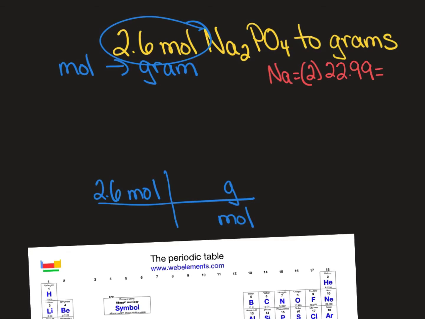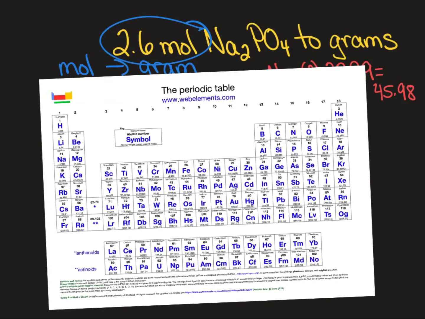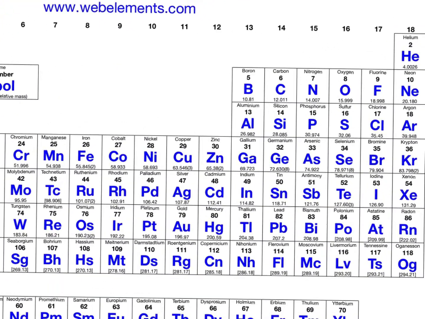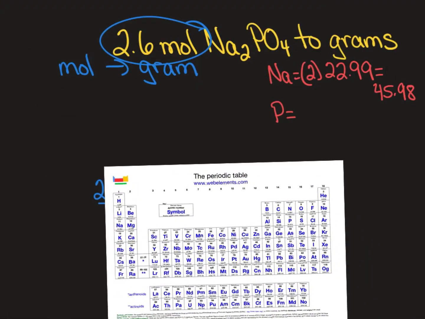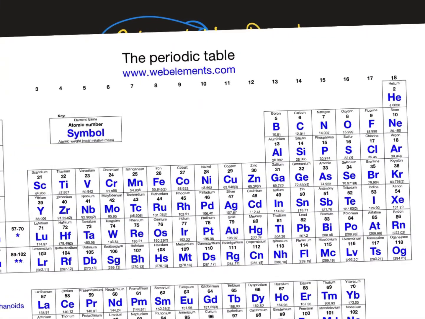Let's go ahead and do that. 2 times 22.99 is 45.98. Okay, so that's for sodium. And then I have phosphorus. Now I only have 1 atom of phosphorus, so we just go to the periodic table and we pull up phosphorus is 30.97. So we'll put 30.97 grams, and that's phosphorus. And then we have oxygen. Now oxygen, we have 4 of them. So we're going to take 4 times oxygen's molar mass, which is 15.99.